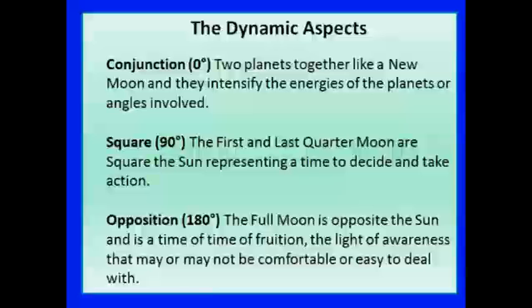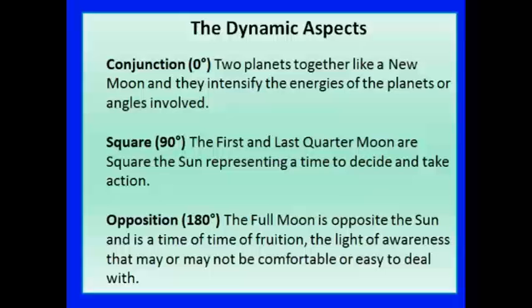Conjunctions are when two planets are together, like a new moon, and a conjunction intensifies the energy of the planets or angles, or actually nodes if the nodes are involved. And we look at the conjunctions of the nodes with planets within a 15-degree orb.